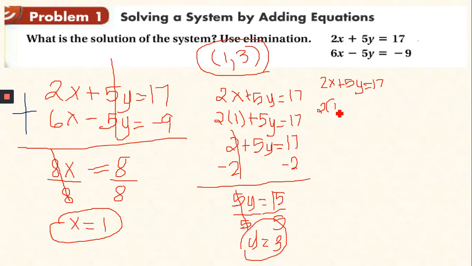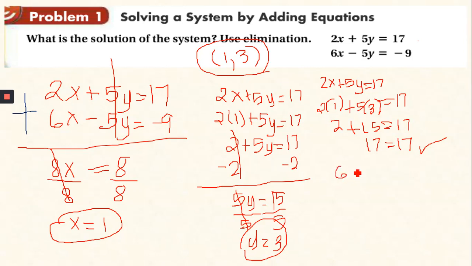2, the value of x is 1, plus 5, the value of y is 3, is equal to 17. 2 times 1, that is positive 2, plus 5 times 3, that is 15, is equal to 17. 2 plus 15, that is 17, is equal to 17. Is this statement true? Yes. Therefore, we can say that 1 and 3 is the solution of the first equation.